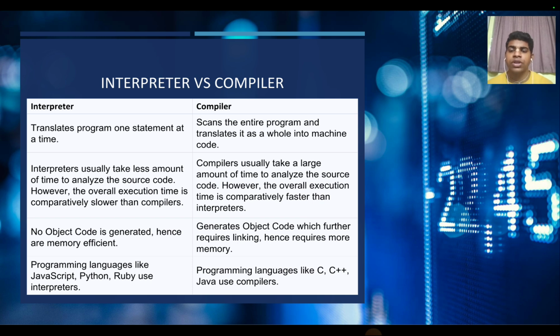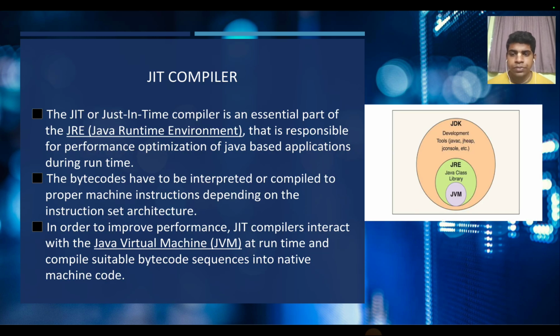Now let us move on to our next topic, that is the JIT compiler. The JIT compiler is a part of the JVM, or Java Virtual Machine, and it helps the traditional JVM to execute the code faster.